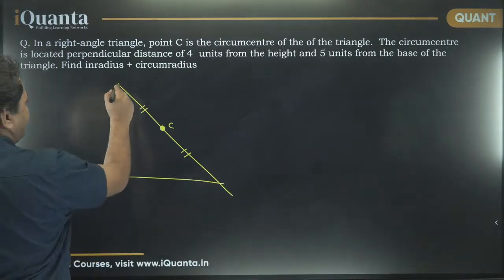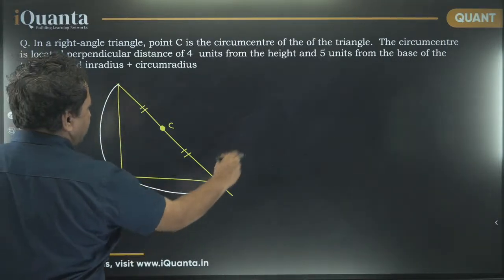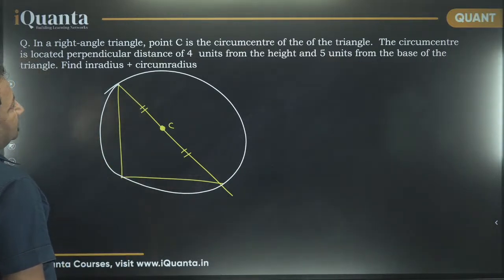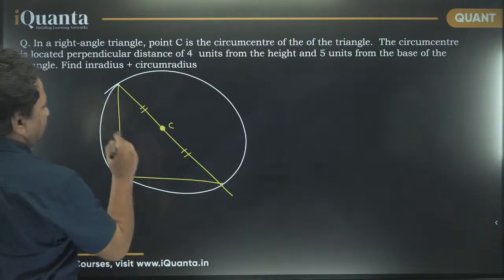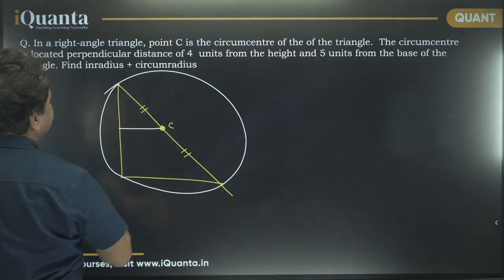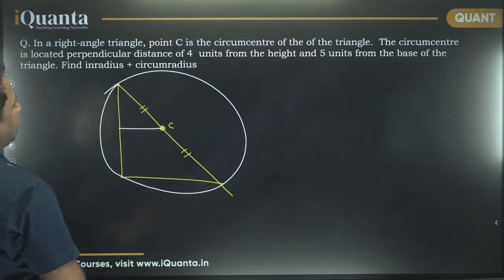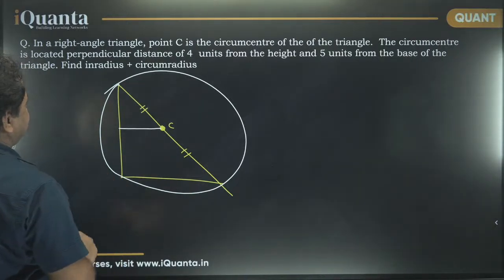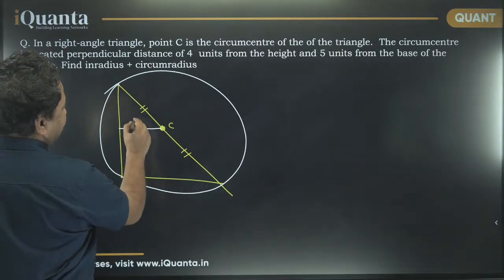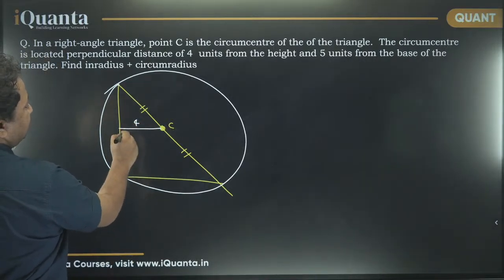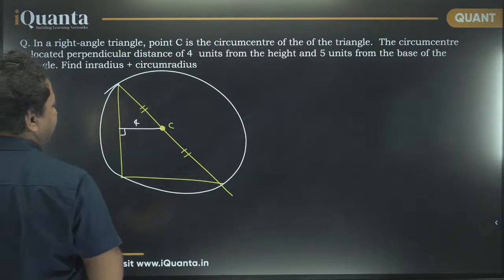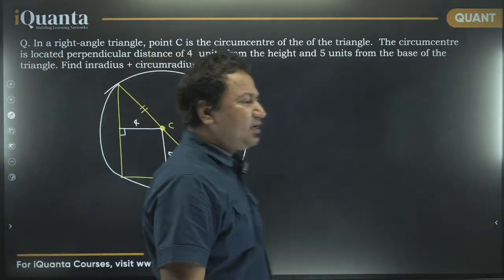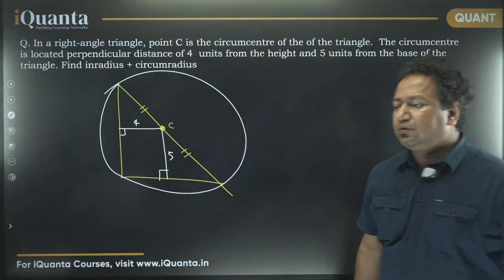All right. There is a circle that we're talking about, the circumcircle. Cool. If I drop a perpendicular here, then this will be 4, a perpendicular distance of 4 from the height and 5 from the base. Is that clear, everyone? Is that clear?